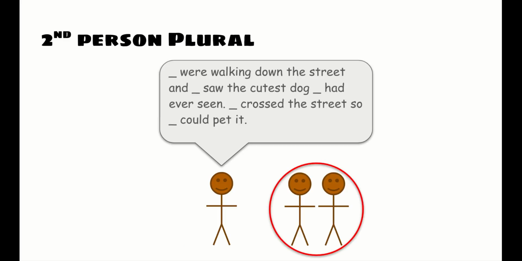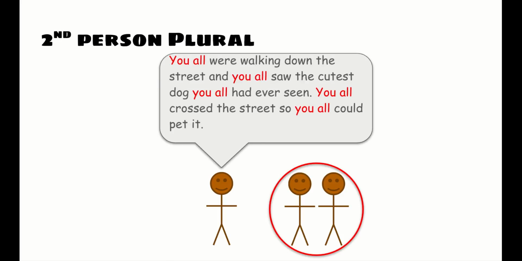Second person plural is when you're talking to a group of people. So the person on the left is talking to the group of people on the right. He could say you, but in English, there are a couple different ways of expressing second person plural. The first, most correct way would be you all.